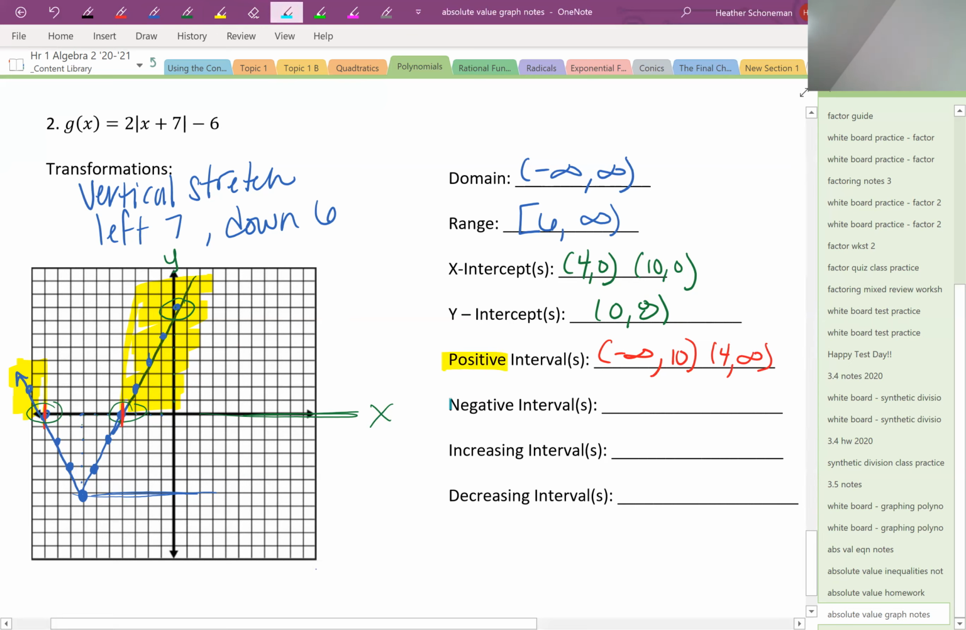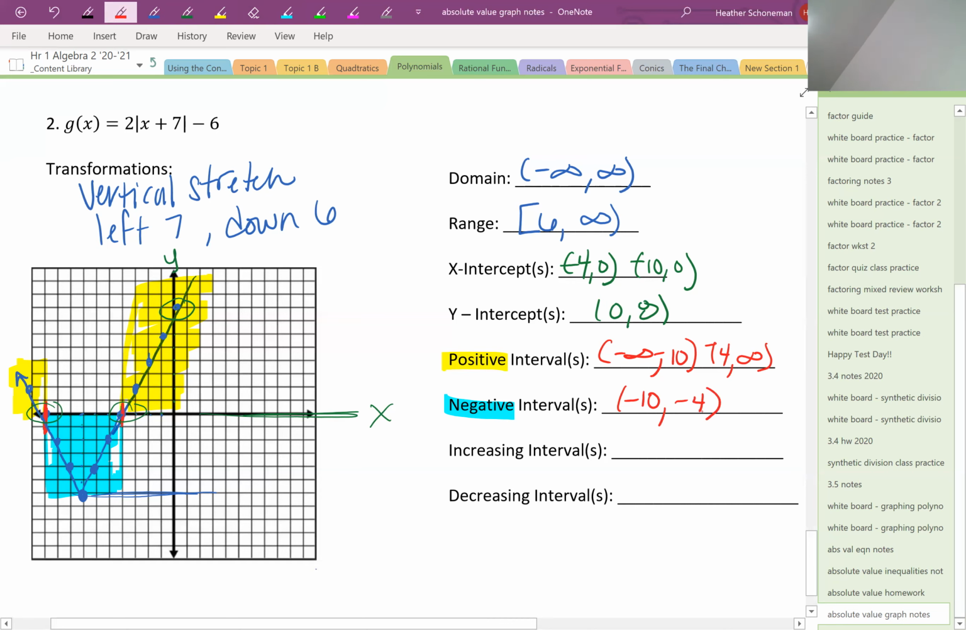Okay. The negative interval is the section where it is below the x-axis. And we got to read it off the x-axis. It starts below. Oh, guys, I made a mistake. This is not positive. This is negative, isn't it? I'm on the left side. I'm so very sorry. Okay, so when I read the negative intervals, it starts being negative on the left at negative 10, and it stops being negative over here at negative 4.